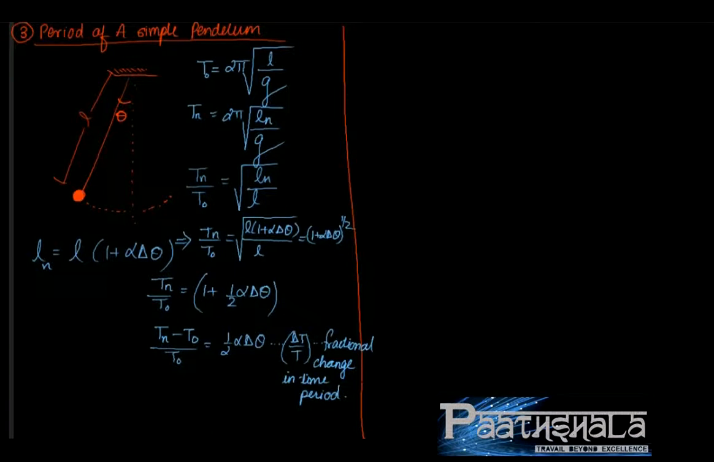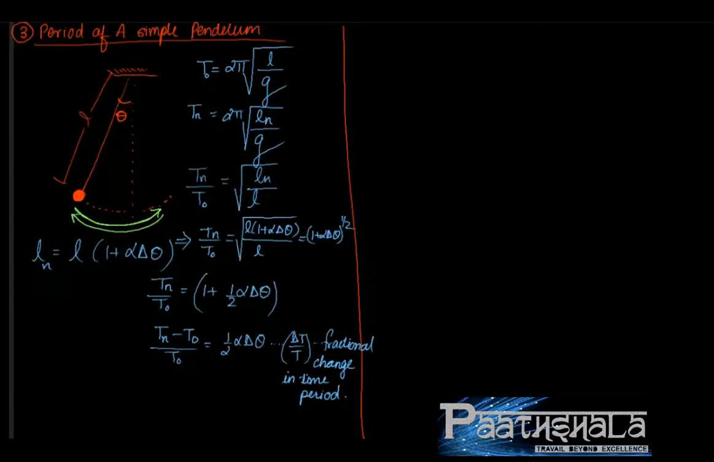Fine. Good. So what is the significance of this fractional change in time period? Let us say the period of a pendulum is 10 seconds. Let us assume a pendulum that has a period of 10 seconds. So in one oscillation, when the pendulum goes here and then goes back here, how much time does the pendulum gain or lose?